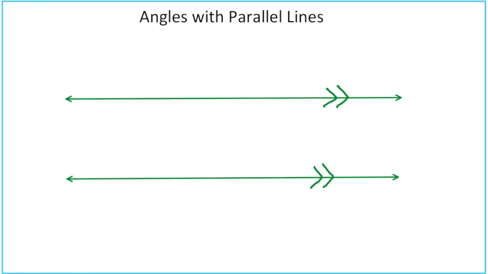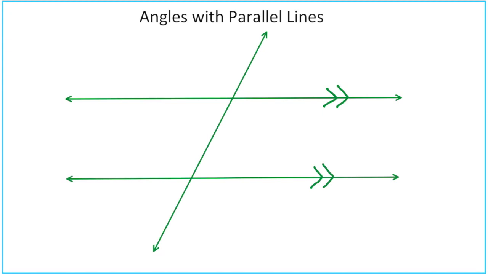Now to get some angles here, we need a third line that intersects. This third line is often referred to as a transversal. Now let's take a look at the angles. You should be able to see that there are 8 angles that are formed with these parallel lines and the transversal. There's 4 acute angles and 4 obtuse angles.